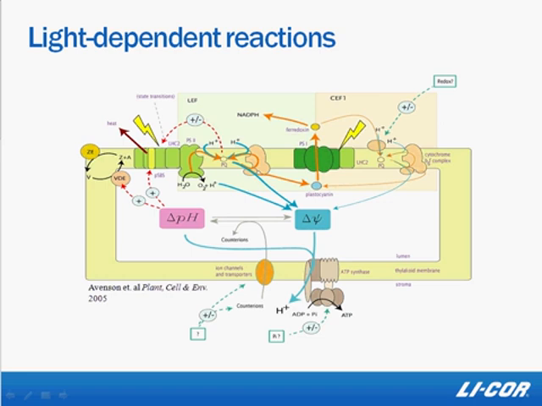When the light saturation point is reached, light is no longer the limiting factor for photosynthesis. Maybe it's nutrient availability, maybe it's water, maybe it's CO2. Whatever it is, it's not light.